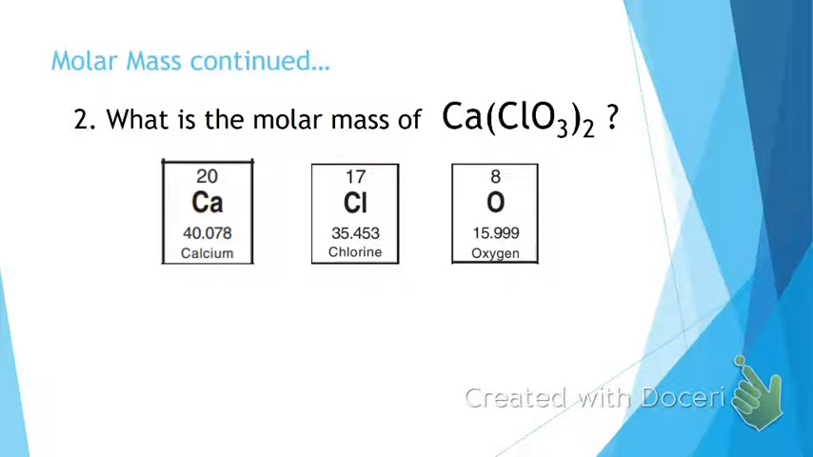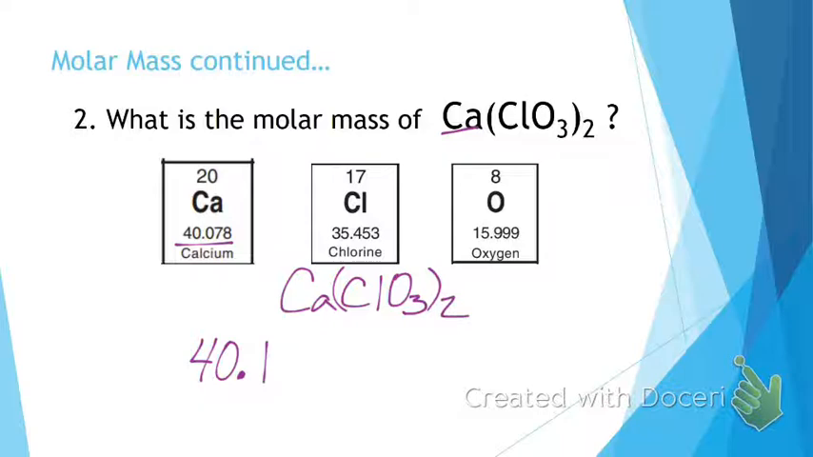This example has parentheses within the compound, and so I just wanted to go over how to calculate the molar mass of these. This is calcium chlorate. So we're going to do the same thing. I look at my periodic table and I'm going to replace the letters with the masses that are found on the periodic table. So calcium, I'm going to round to 40.1, and there's only 1.